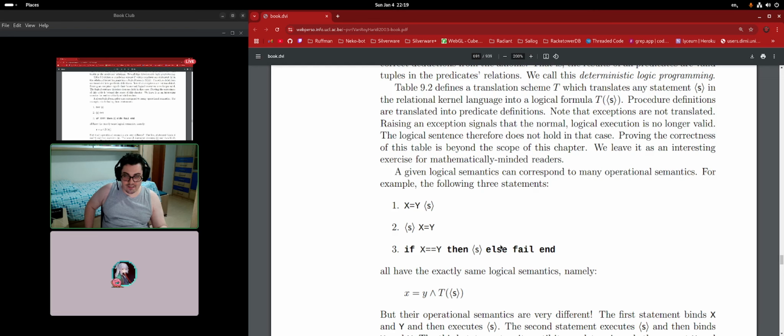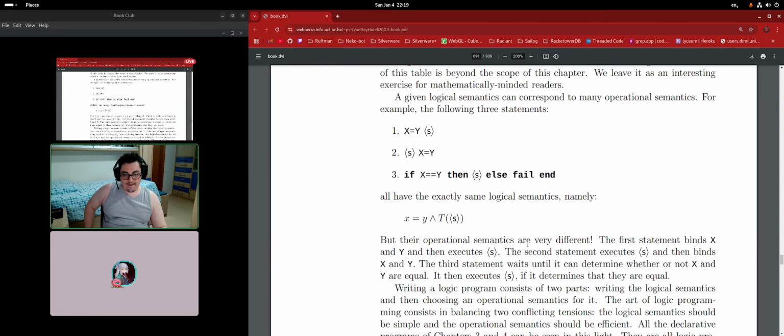And then there's a very funny phenomenon. A given logical semantics can correspond to many operational semantics. For example, we have these three pieces of code. All of them have exactly the same logical semantics, even though they have different operational semantics.